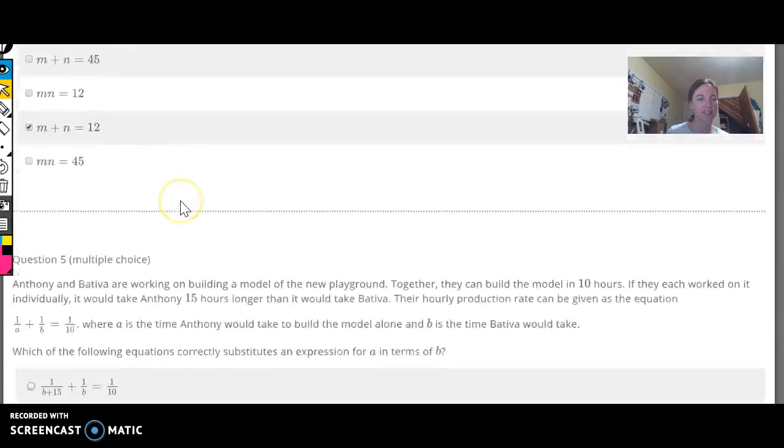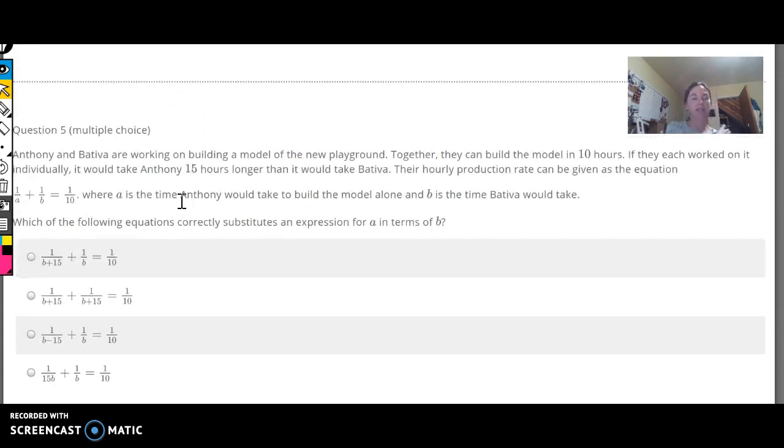Okay, question 5 actually. Anthony and Bativa are working on building a model of the new playground. Together they can build the model in 10 hours. If they each worked on it individually, it would take Anthony 15 hours longer than it would take Bativa. Their hourly production rate can be given by the equation 1 over A for Anthony plus 1 over B for Bativa equals 1/10. Because if they can do it together in 10 hours, then each of their quantities added together is going to be 1/10 of an hour, right?